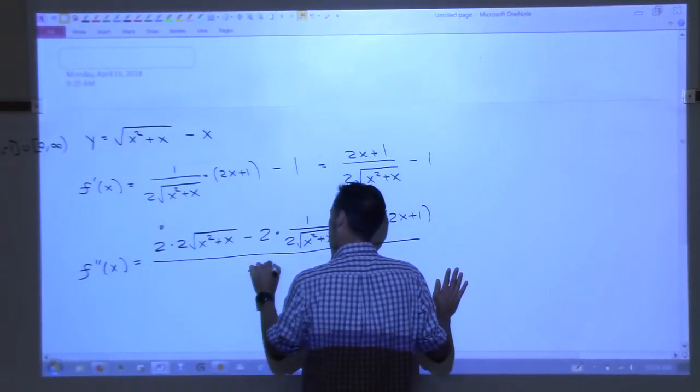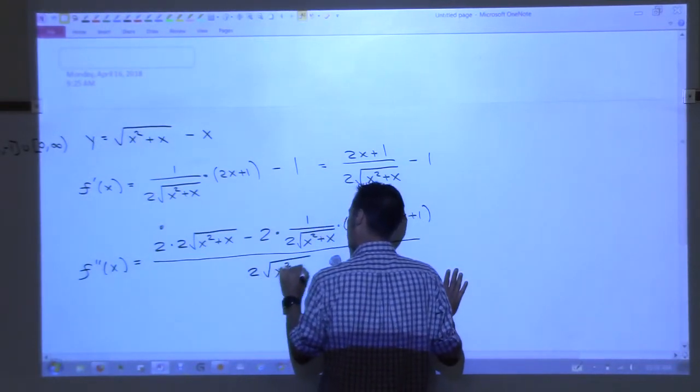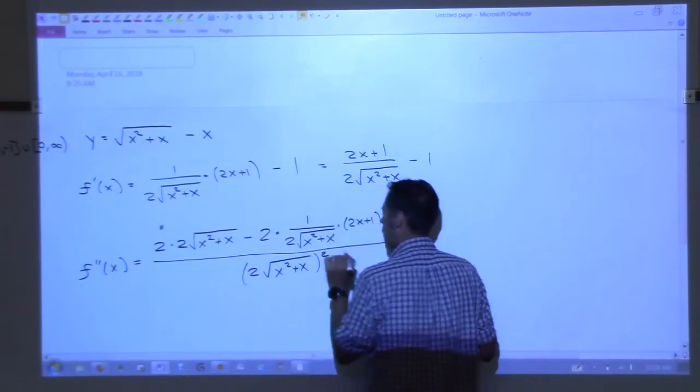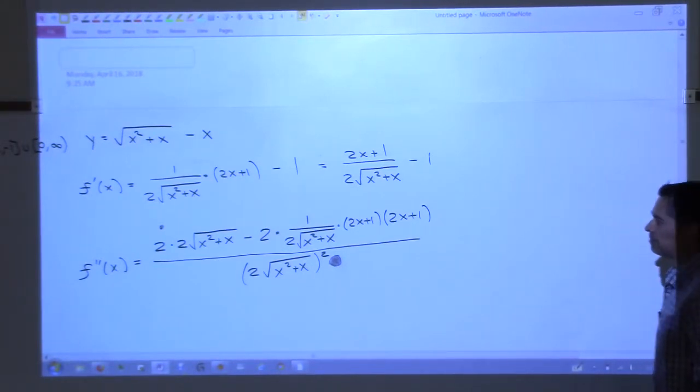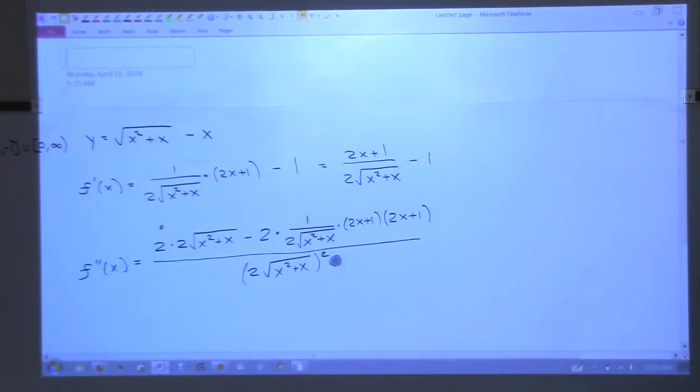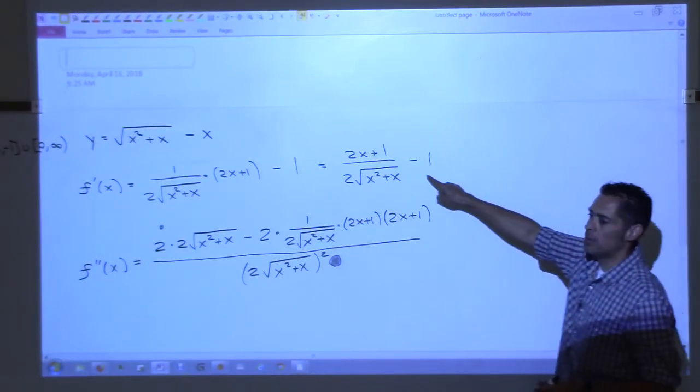So 2 root x squared plus x, squared. That looks bad, doesn't it? And we have to set that to 0. It looks worse than it is. No, that's bad. Okay, all right. Let me go back to the first derivative. We have to set this to 0, don't we?